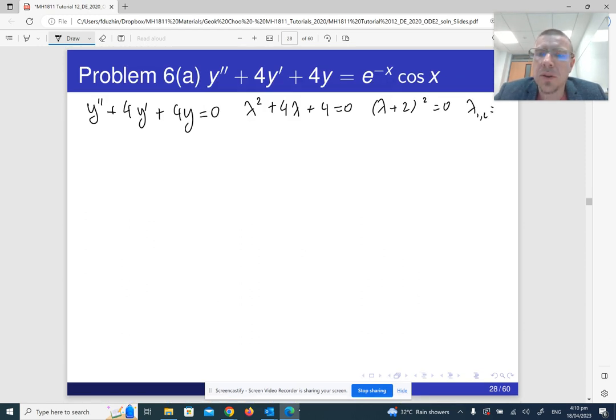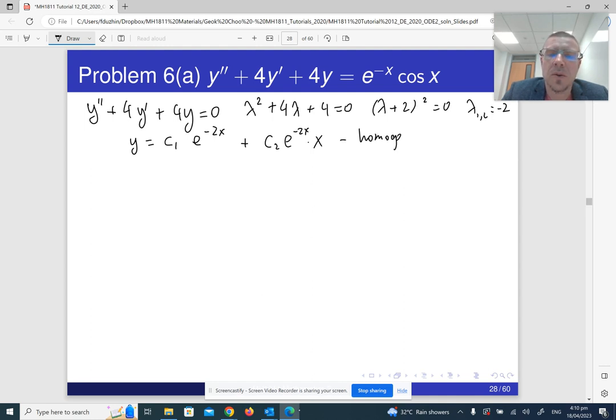Lambda 1, 2 is equal to negative 2. If the two roots are the same, it means that the general solution of the homogeneous equation is y equals c1 e to the minus 2x plus c2 e to the minus 2x times x. All right, now this is for the homogeneous equation.